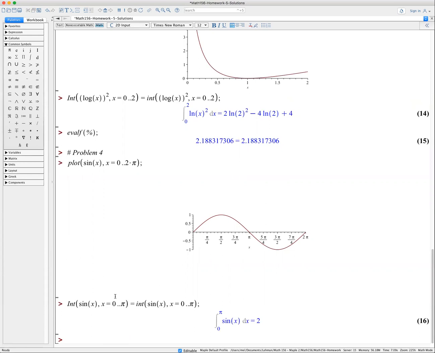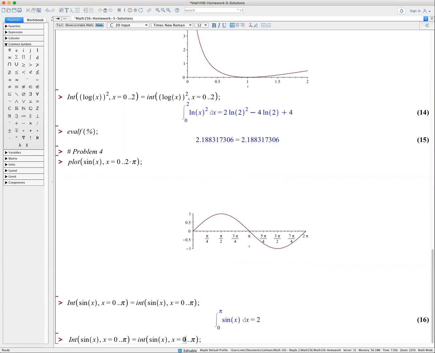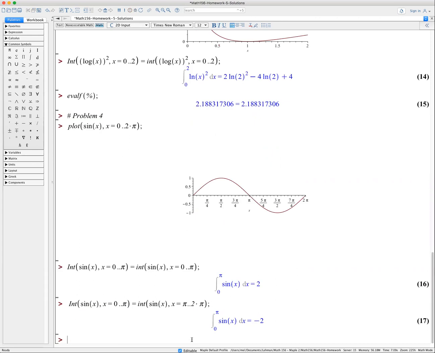What about from pi to 2 pi? So instead of starting at 0, we'll start at pi. Now we'll go to 2 times pi. And that's -2, because it's under the y-axis.